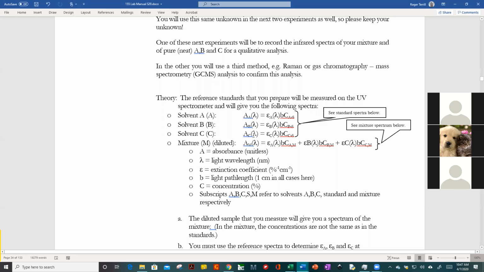The absorbance, now we're going to talk about components A, B, and C and the mixture, right? A of lambda is equal to epsilon of lambda times b times c. These are all the A's: A sub A, epsilon sub A, and C sub A. And these are the standard spectra here, right?